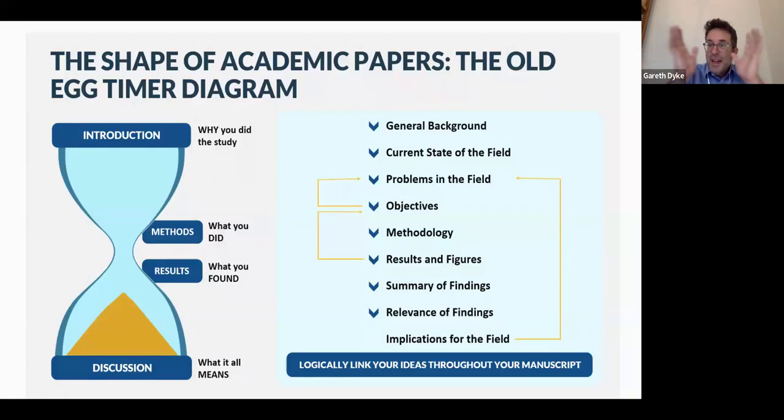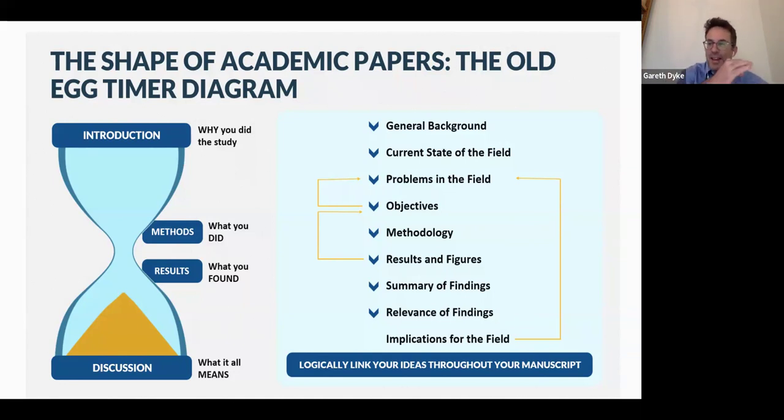Academic papers have an egg timer-like structure. The shape of academic papers looks like this. They start general and they get more specific. The introduction has to be general to hook people in, getting more specific down into the methods and results, and then getting more general out there in the discussion. You begin your discussion by answering the question that your paper seeks to address.